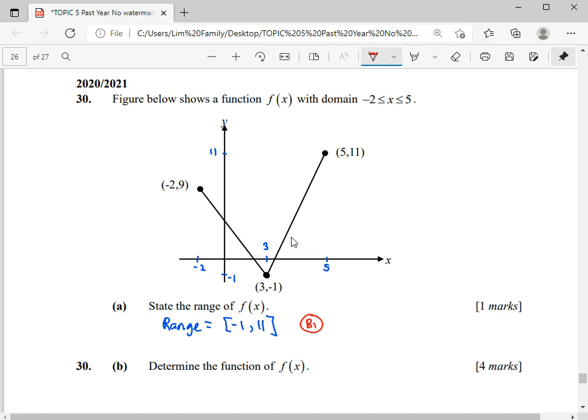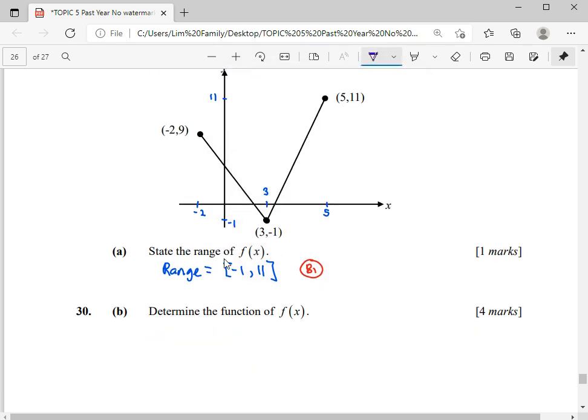Then we continue. They ask us to determine our function here. It means that we have to find out what our line equation is. In order to find our line equation, we have to recall our lower secondary concept. When you want to find a line equation, we need the formula y minus y coordinate equals the gradient of the straight line times x minus x coordinate. So when finding a straight line equation, we need the gradient, and then we need at least one point, either this point or that point.